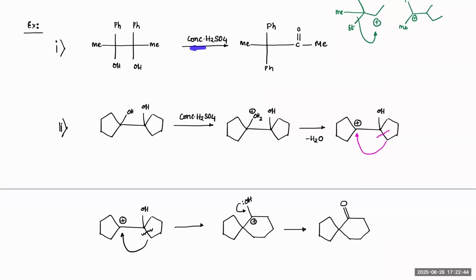Now, if you take concentrated H2SO4, both sides are symmetrical pinacoles. So first you will get a positive charge on any one side. Then phenyl has better migrating aptitude, so that will move, and thus you will get this product.